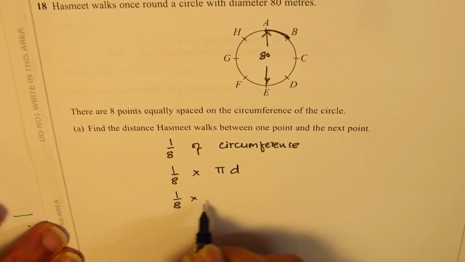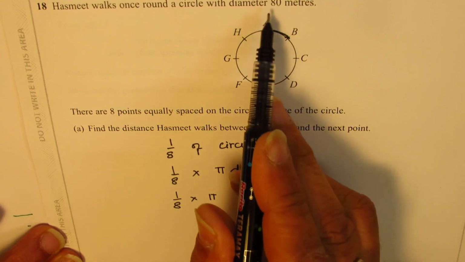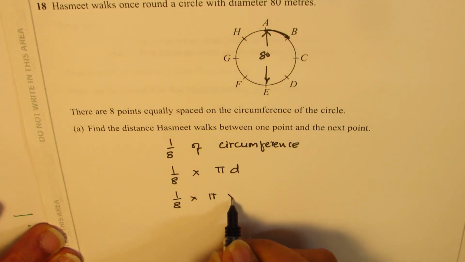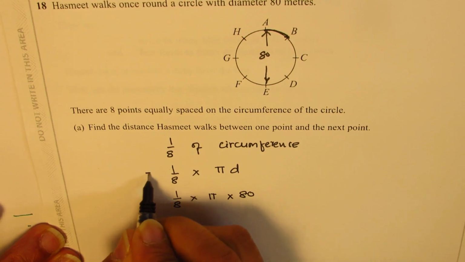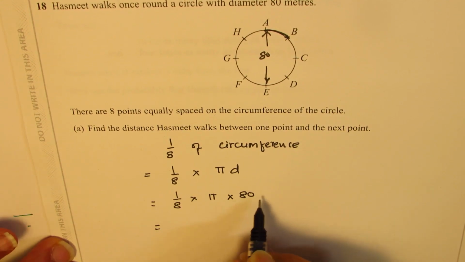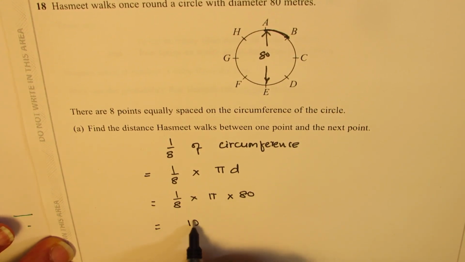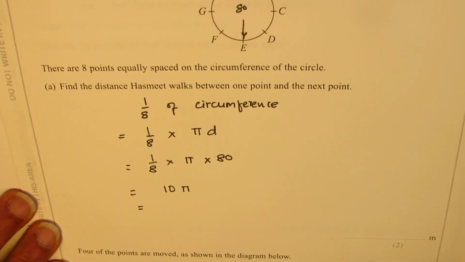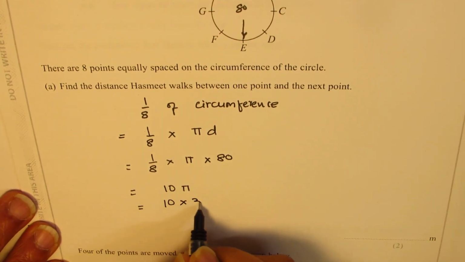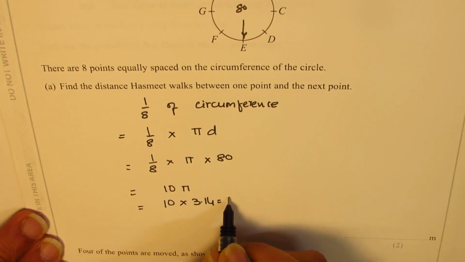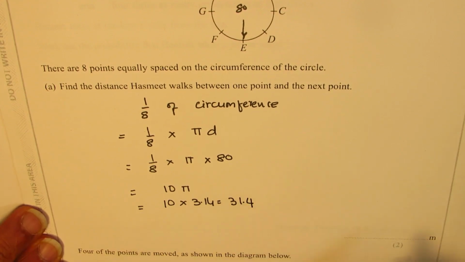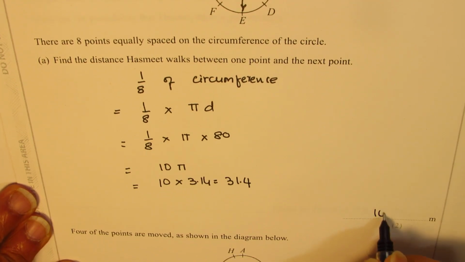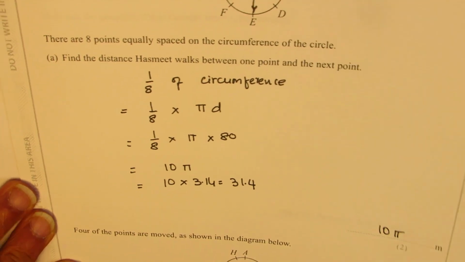In our case, the diameter is 80 meters, so we can multiply this by 80. So that gives you 80 divided by 8 as 10 pi, right? So you could use pi as 3.14, which is basically equal to 10 times 3.14, which is 31.4, correct? Or the exact value in meters will be 10 pi. You could write this. Okay.